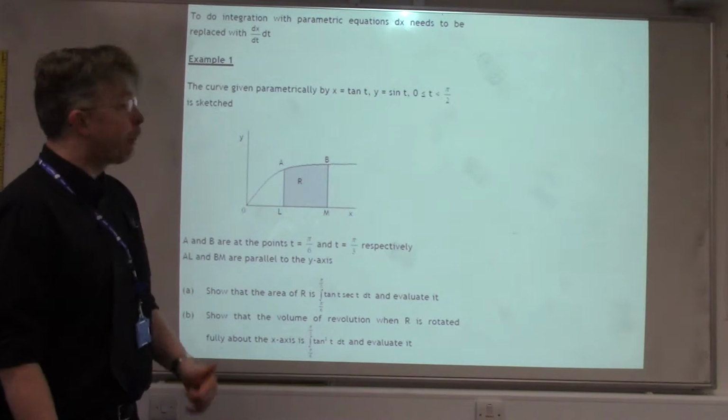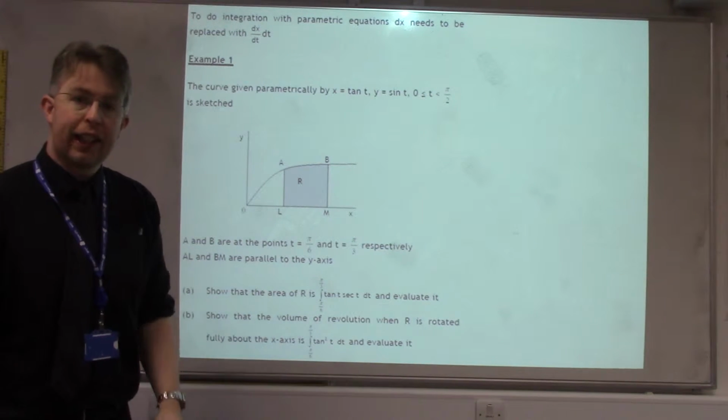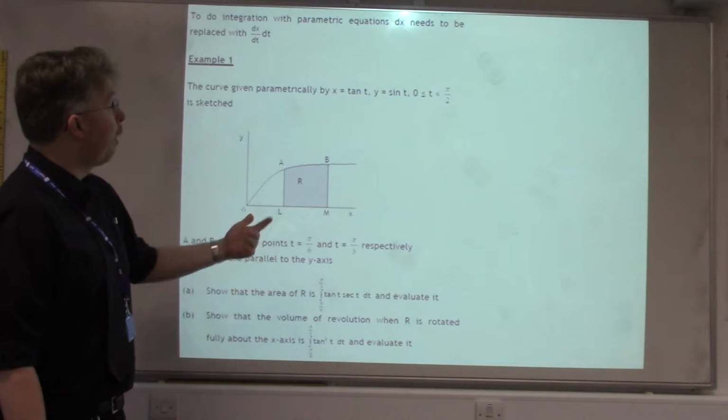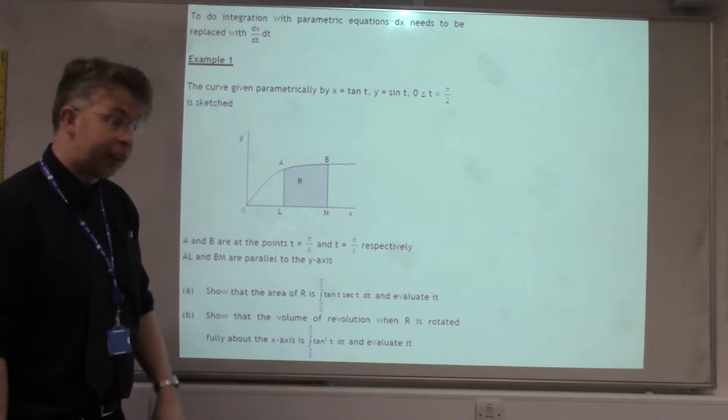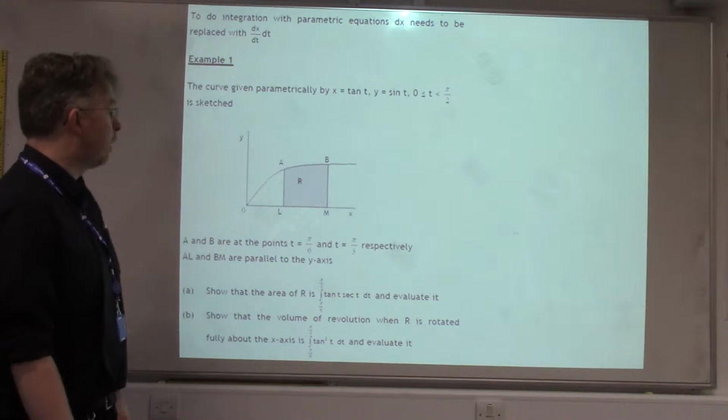So basically, integrating parametric equations, we need to replace the dx with dx by dt, or whichever letter we're using as our parameter, so it could be theta instead, for example. So this is very similar to integration by substitution.